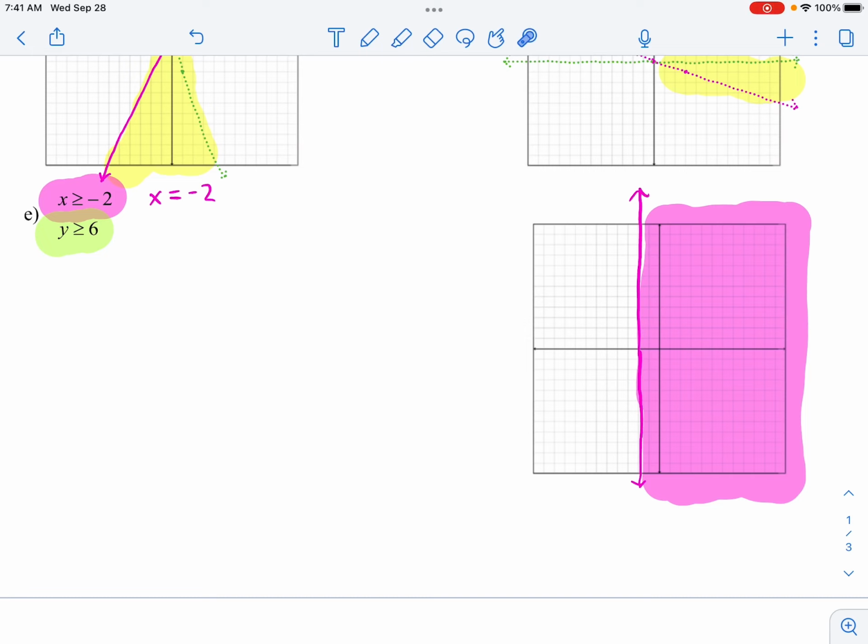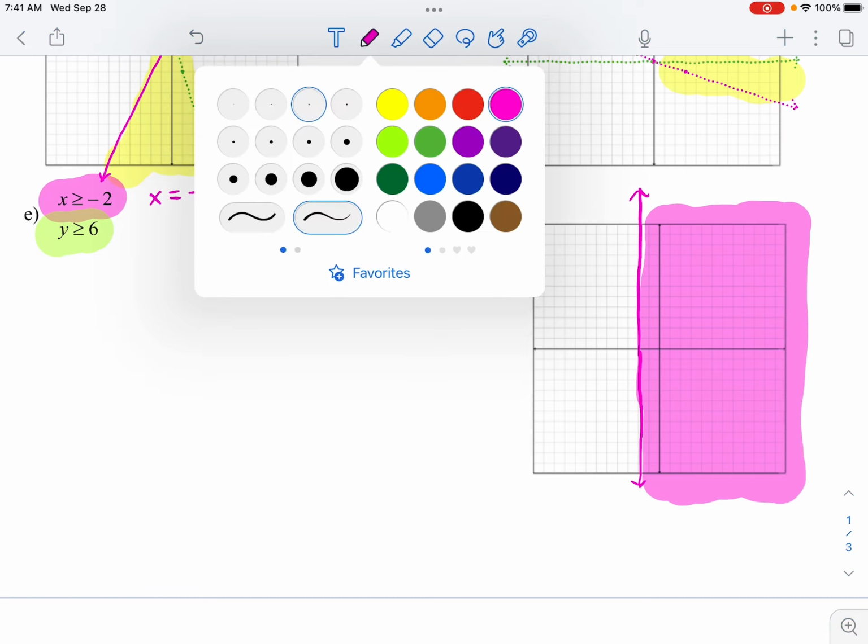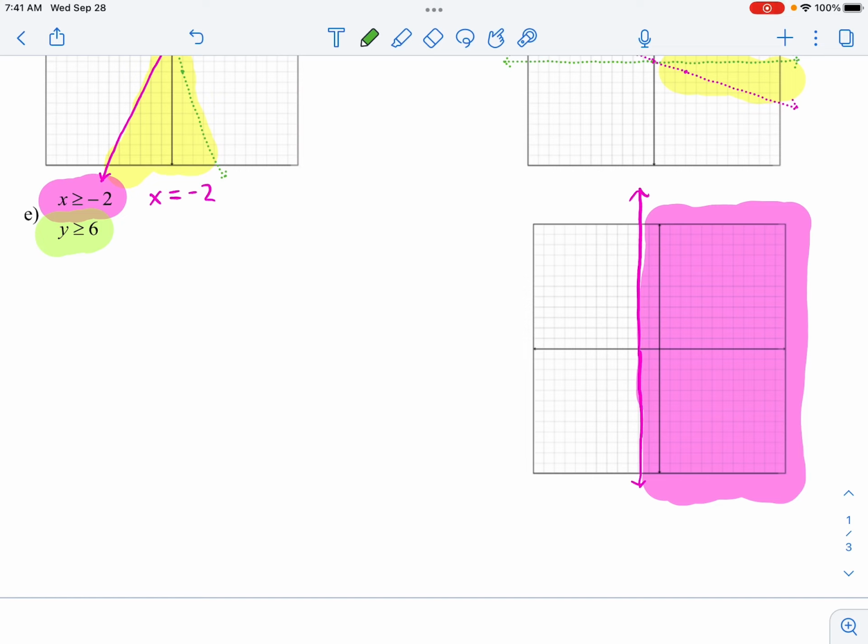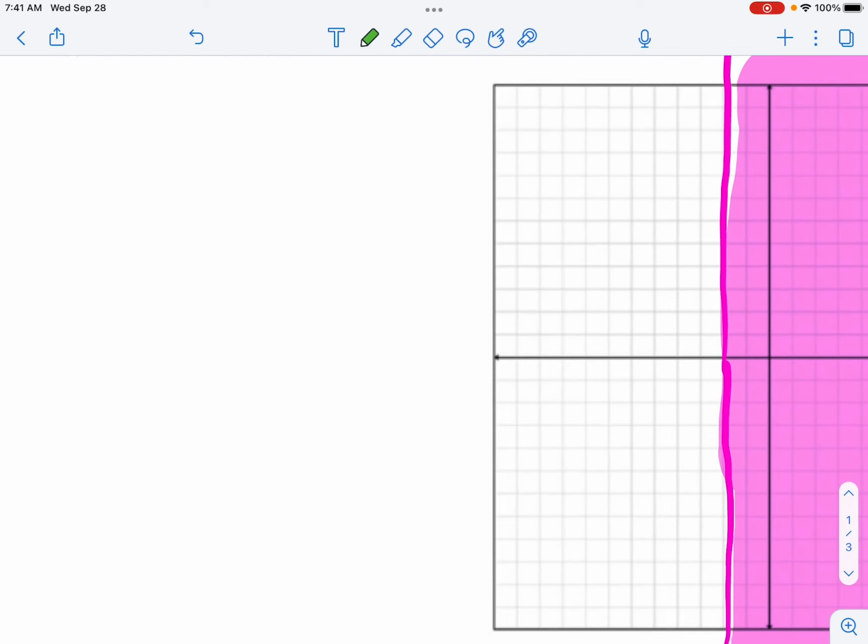Now let's move on to my green inequality. y is greater than or equal to 6. So I'm going to graph this just like the line y equals 6. I'm going to use a solid line because I have y is greater than or equal to 6. So that would be right here.